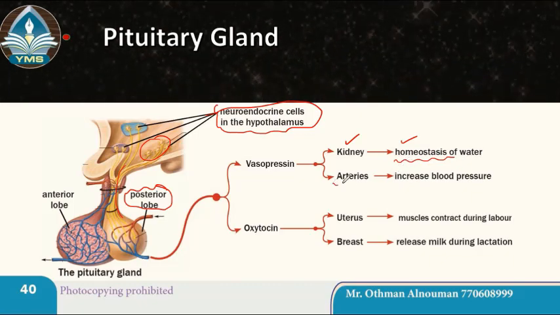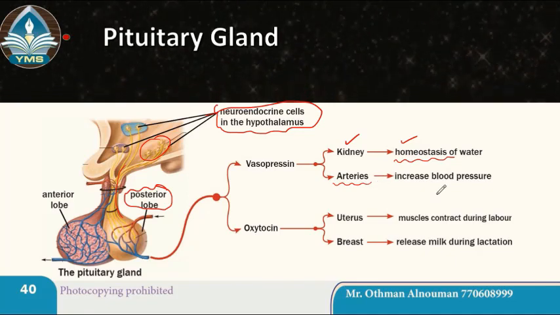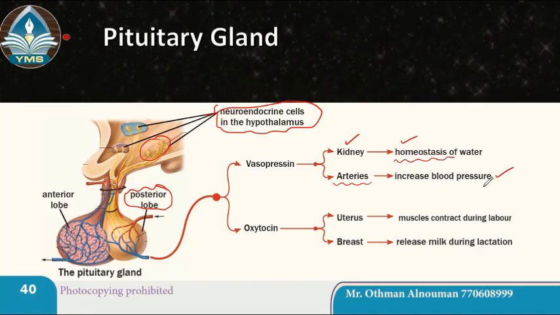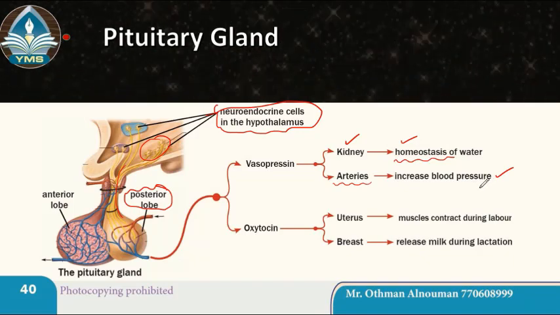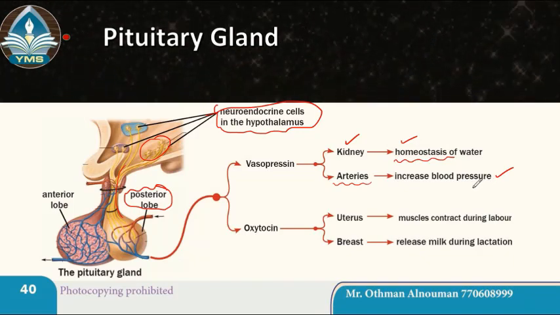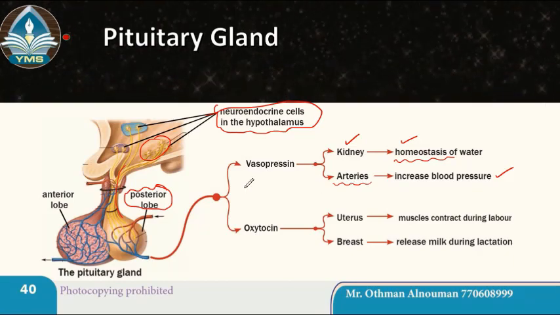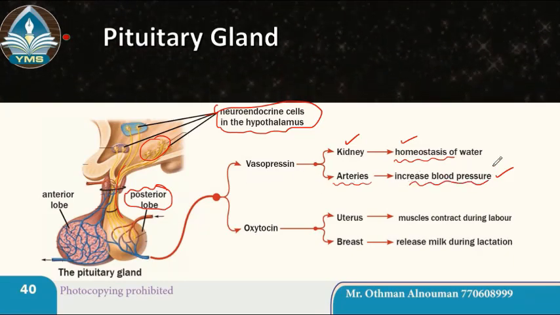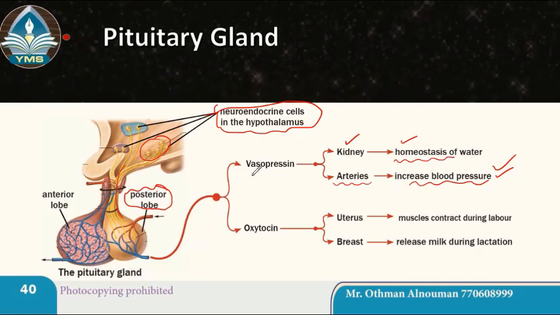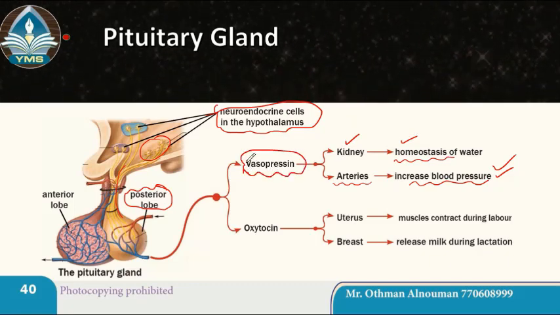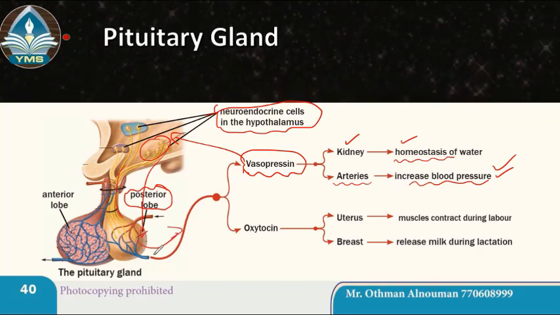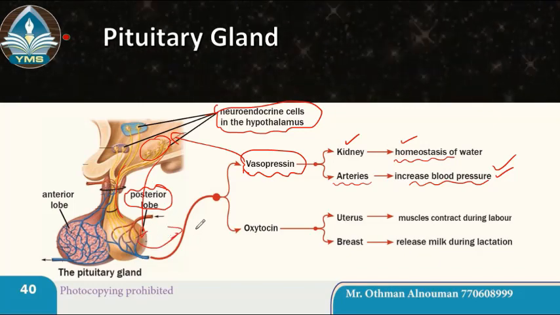Also, it stimulates the arteries. Why? To increase the blood pressure. This can also be used as a medicine. If someone is having low blood pressure, then they will give him vasopressin to increase his arterial blood pressure. So this is the first hormone. It is produced from the hypothalamus and secreted to the blood through the posterior lobe of the pituitary gland.